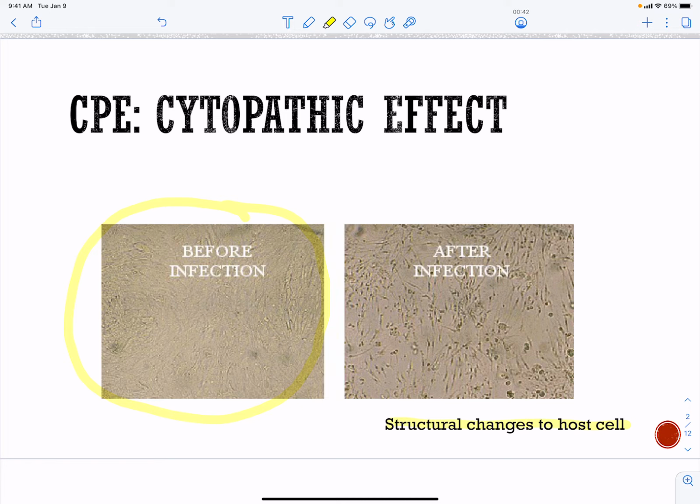And then after infection, you can see that the nice carpet of monolayer is gone. Some of the cells are balled up. They're not touching anymore. There's not a confluent layer. That's because your virus is killing the cells. They are lysing the cells, and the cells are dying. And that's referred to as cytopathic effect.